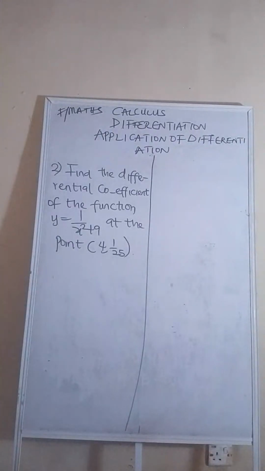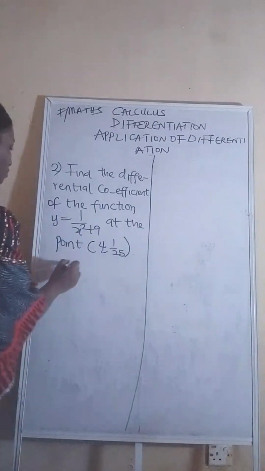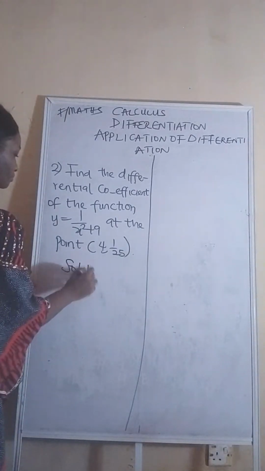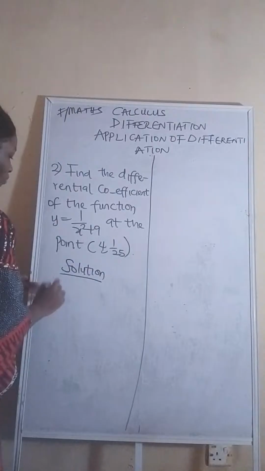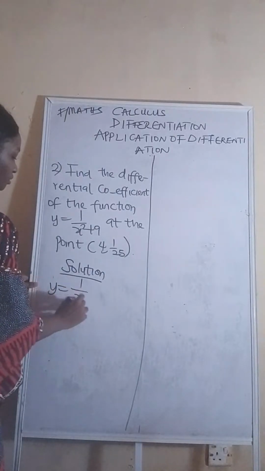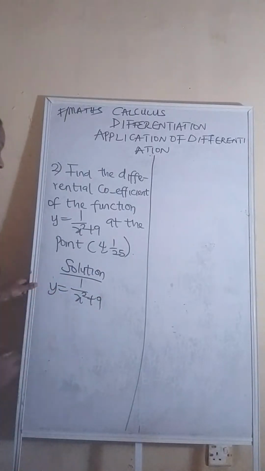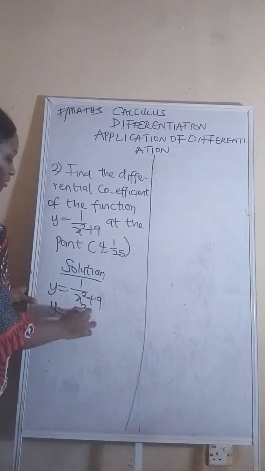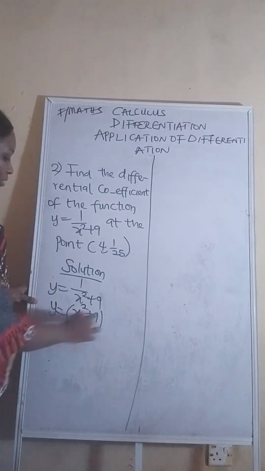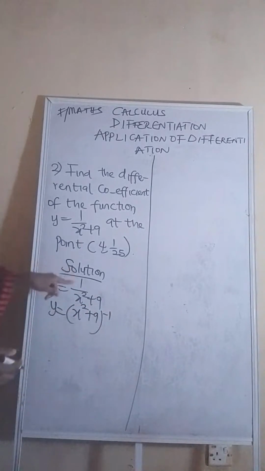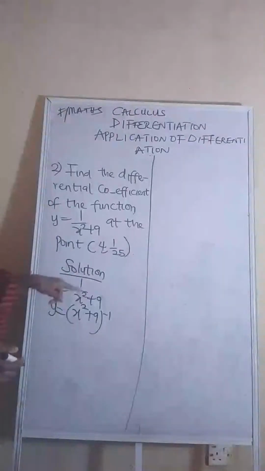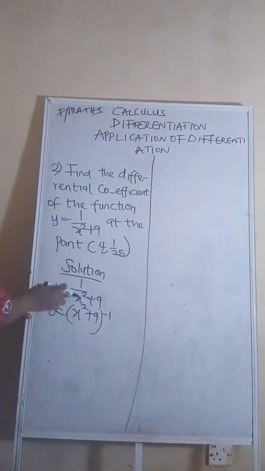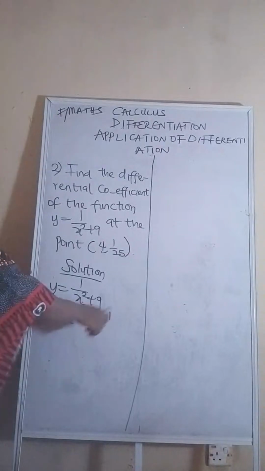So you should be able to see the board now. So now let's solve this question. Solution. So y equals 1 over x squared plus 9. You understand? So this is a reciprocal question. So now let's change this to be x squared plus 9 all raised to the power minus 1, because this is 1 over x squared plus 9. So we want to find the reciprocal of this particular equation. That's why we got minus 1.